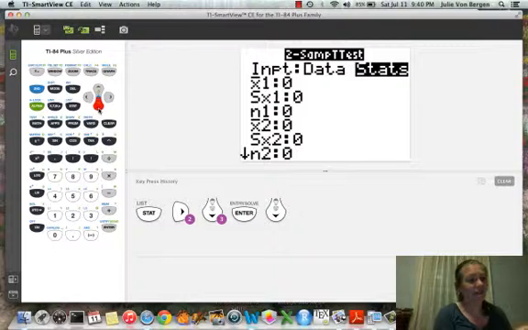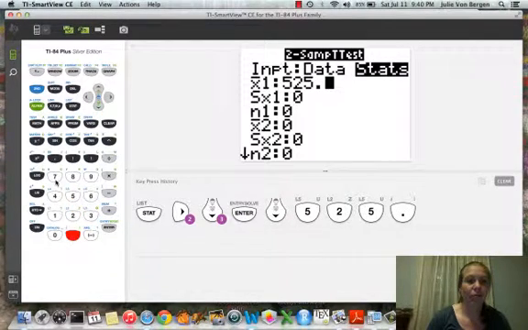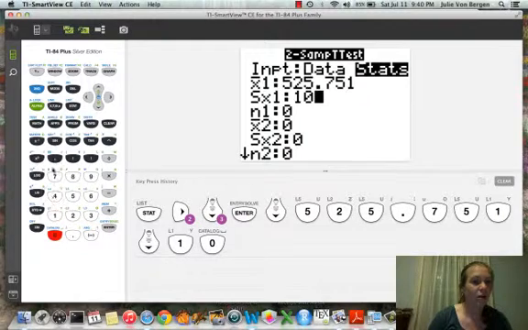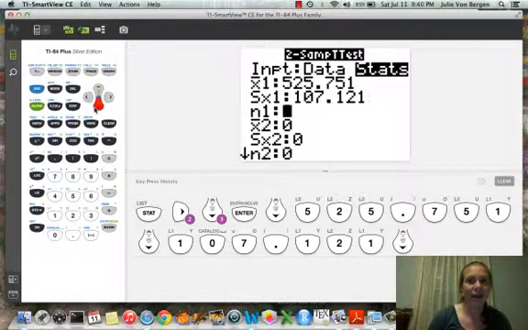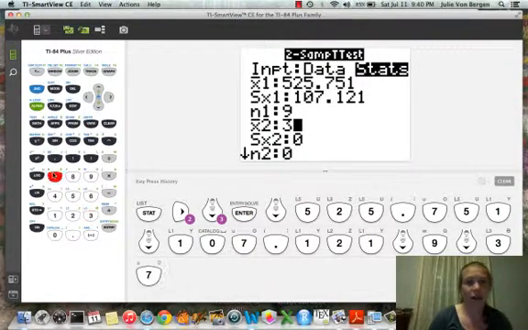So X1 is the sample mean for group 1. So that is 525.751. The standard deviation for the sample group 1 is 107.121. And the first group has sample size 9, so N1 is 9. And again, I chose the first group because it was first in the list. It doesn't really matter which group is group 1 and which group is group 2 as long as I keep track of which way my inequality should go.